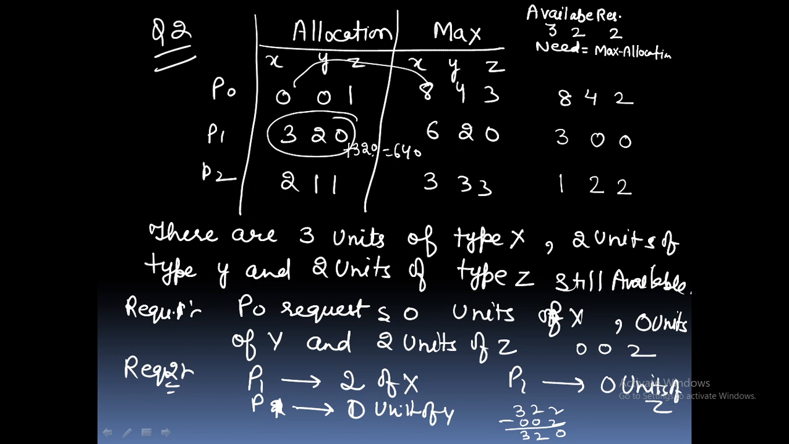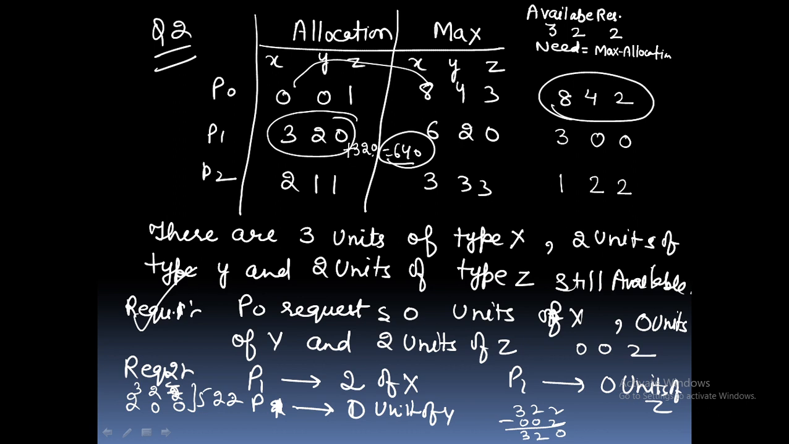Now check whether request 2 can be entertained. You can see P0's need is 842, and it cannot be satisfied by 640, so that's why request 1 is not satisfied. Now request 2 is given 200, and available resources are 322, and we find 522 available resources.